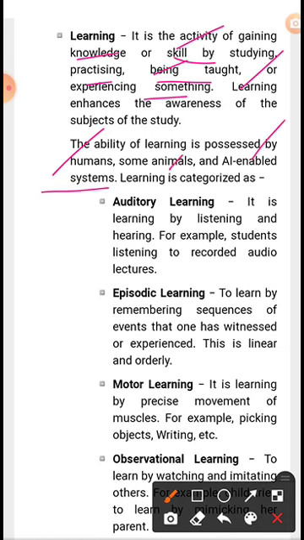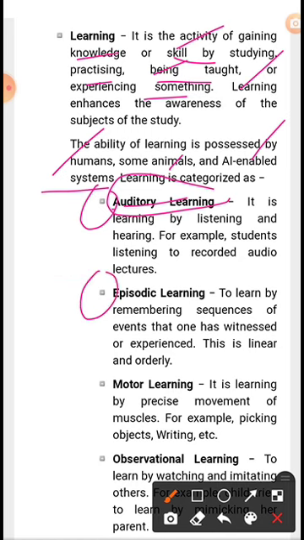So learning is categorized into these sub-learnings. First one is auditory learning. What is auditory learning? It is learning by listening and hearing. If you learn by listening and hearing, then this type of learning comes under auditory learning. For example, students listening to recorded audio lectures. This comes under auditory learning because students are learning by listening and hearing.